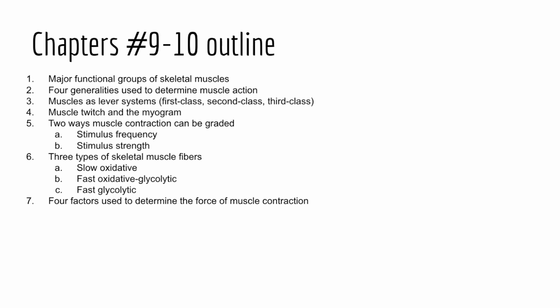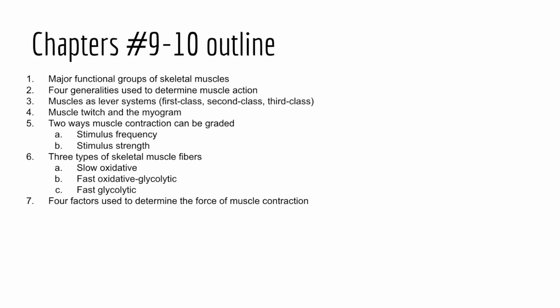We then move to muscles as lever systems by considering levers, then looking at specific lever systems, first class systems, second class, and third class lever systems. We consider the myogram and the muscle twitch, that is, a muscle's response to a single action potential from a motor neuron. Thereafter, we're going to look at two major ways by which muscle contraction may be graded, either by considering stimulation frequency or the strength of stimulation. These are two topics you considered last week when you were working on initial PhysioX exercises.